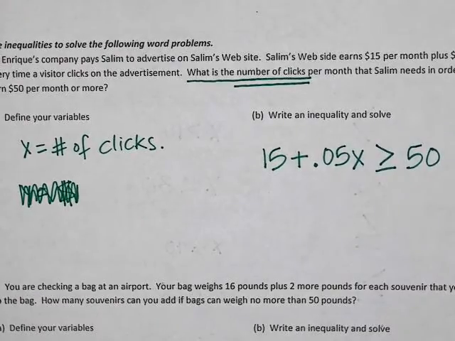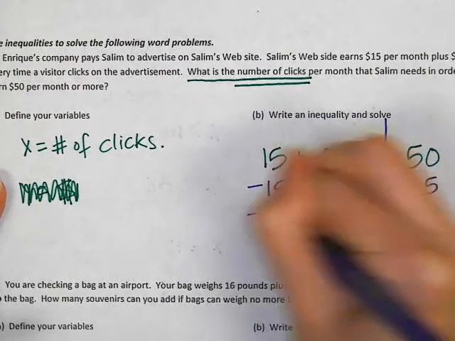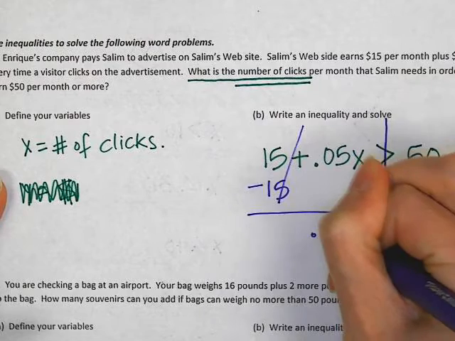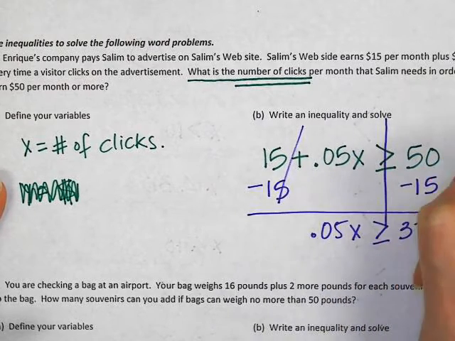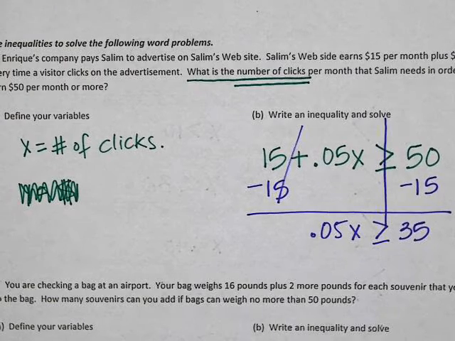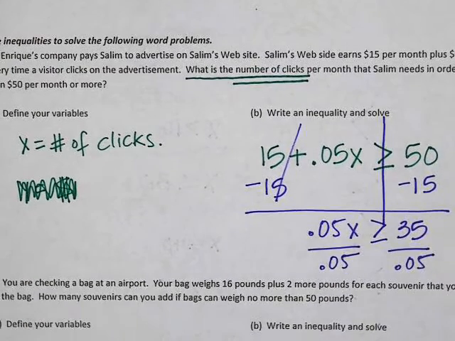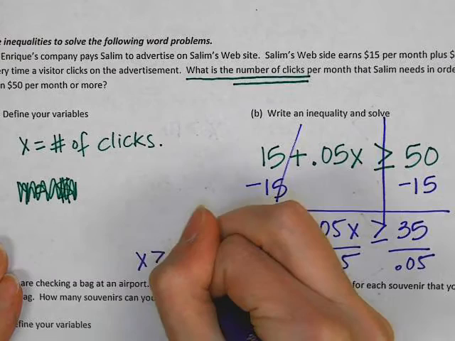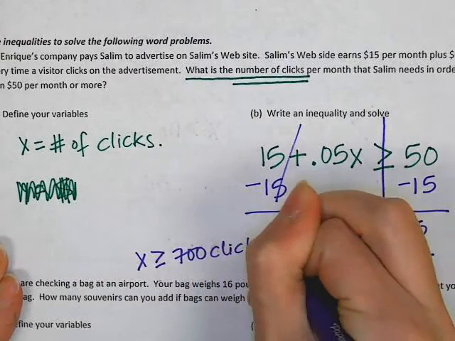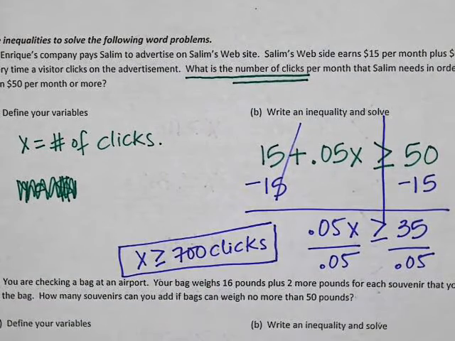Okay, so that's the setup, and now you just have to solve it. The solving part's not bad. Draw the wall, minus 15, right? You get 0.05x is greater than or equal to 35. And then if you're trying to get x alone, divide by 0.05, divide by 0.05. I'm going to do that in the calculator. You get x is greater than or equal to 700 clicks. And make sure you have units in your final answer.